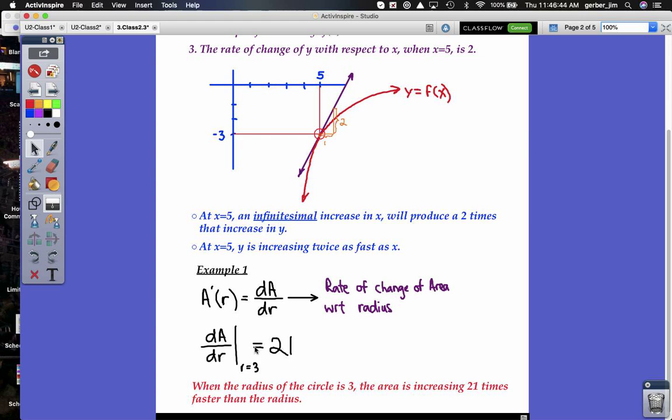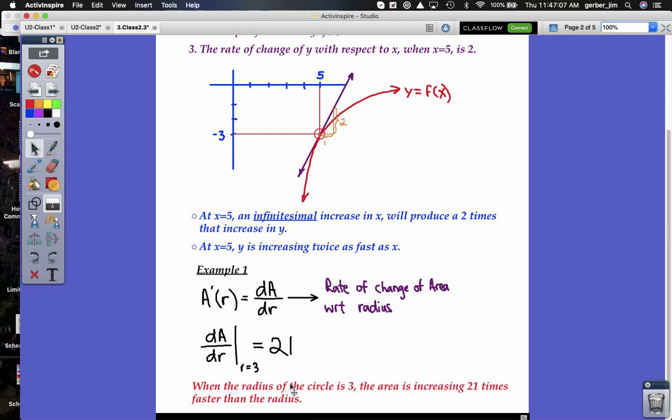Same is true here. When r equals 3, if I go over to r equals 4, the tangent line would go up exactly 21. The curve will go up a little bit less or a little bit more than 21. A little bit less if the curve is bending away from the tangent line, and a little bit more if it's concave up, and the curve is bending up from the tangent line.